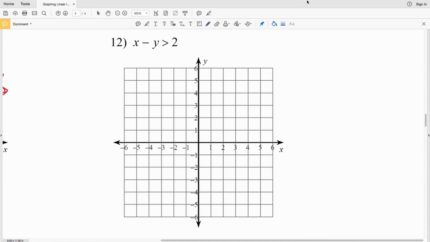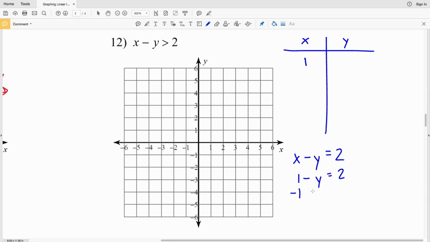In number 12, let's go back to our t-table method. We're going to pick a value for x and solve for y using x minus y equaling 2. So if we pick an x value of 1, we're going to have 1 minus y equals 2. Subtract 1 from both sides to get that negative y equals a positive 1. So if we divide or multiply by negative 1, we get that y is equal to negative 1. So when x is 1, y is negative 1.